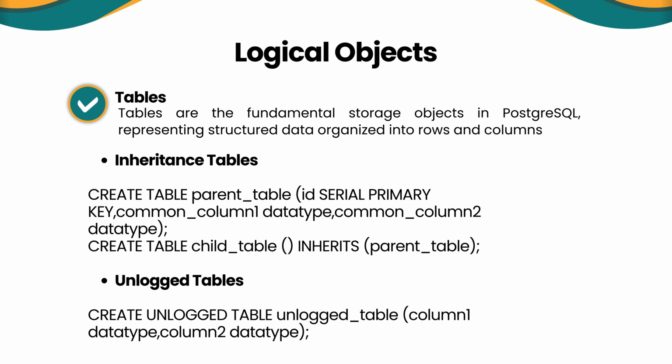Second one is the unlogged table. As we know from the structure of the PostgreSQL database, whenever we perform some changes, the changes are first written to the WAL files, and after that these changes are written to our permanent data files. If we don't want to use this mechanism, we can create an unlogged table. For these unlogged tables, PostgreSQL skips this mechanism.